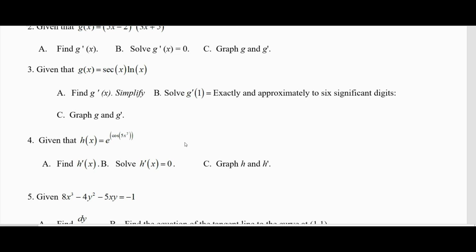Number 4, h of x equals e to the power cosine of 5x to the 7th. Find the first derivative, h prime of x. Solve h prime of x equals 0. Graph h and h prime.